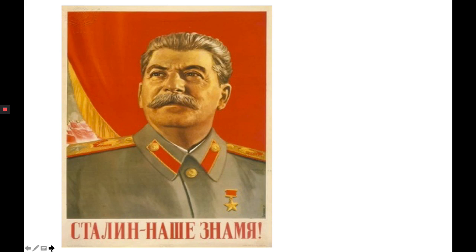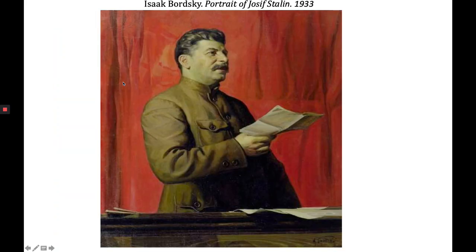And so here we see Stalin kind of looking off, kind of stately. Generally, we're going to see him in a lot of military uniforms with medals and kind of decorated. And again, we see the red backdrop here, the red backdrop of communism. Here's similar.